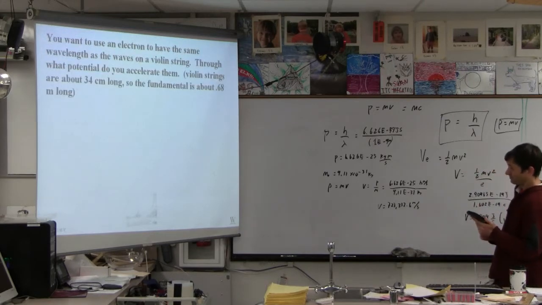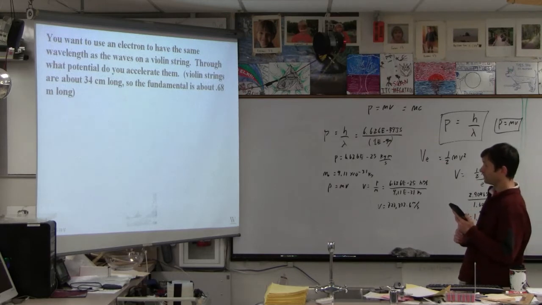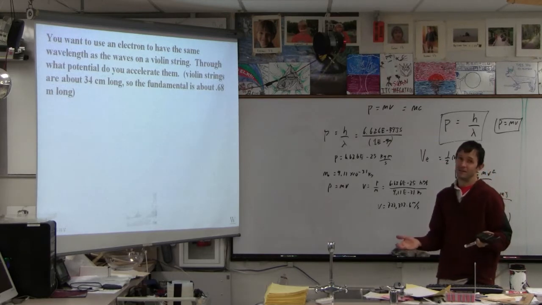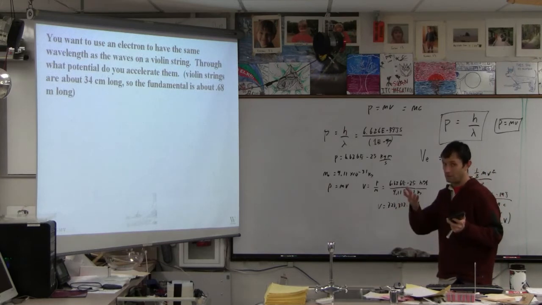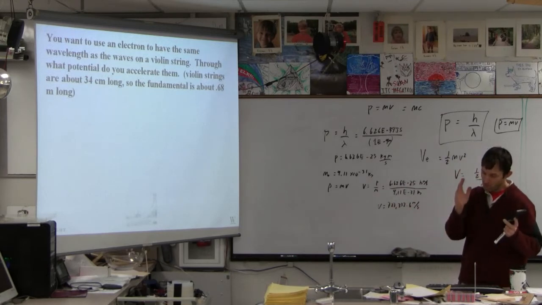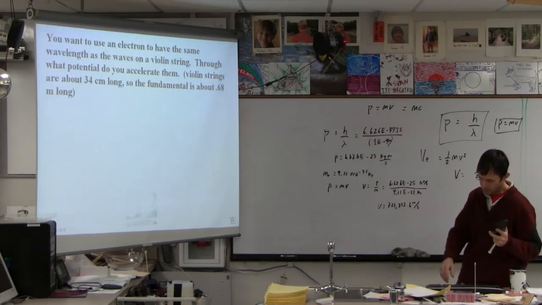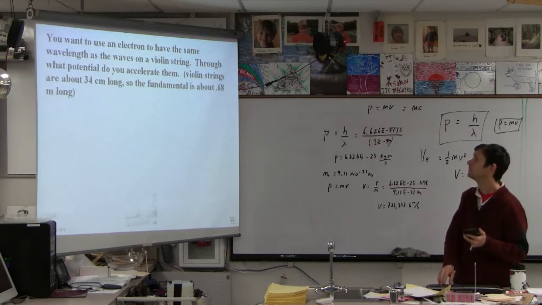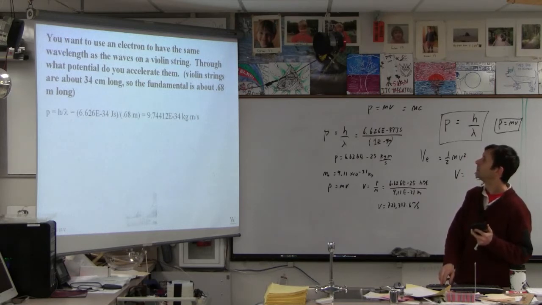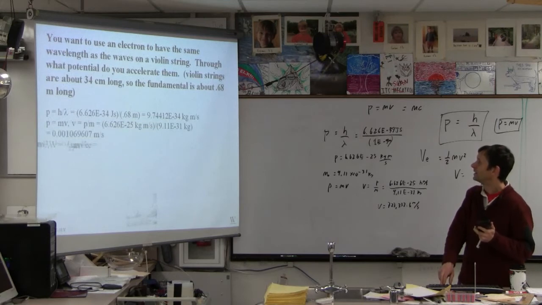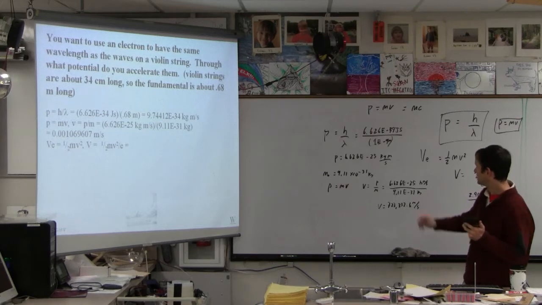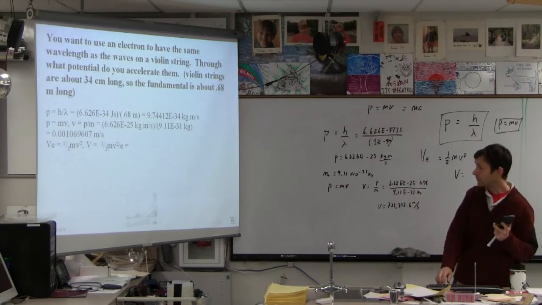You want to use an electron to have the same wave as the waves on a violin string. I'm just coming up with a creative thing. I thought that was a very creative question. Okay, so one might wonder why an electron might have a wavelength the size of a violin string, but I just couldn't come up with a non-violins way of doing it. There we go. So this is the same as the example problem that we did with a different wavelength.